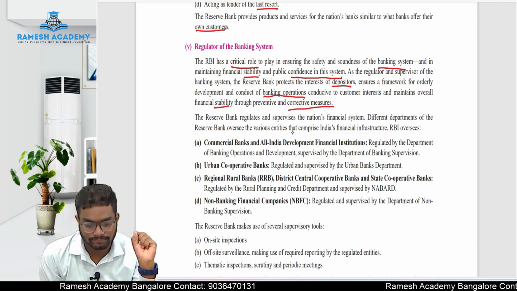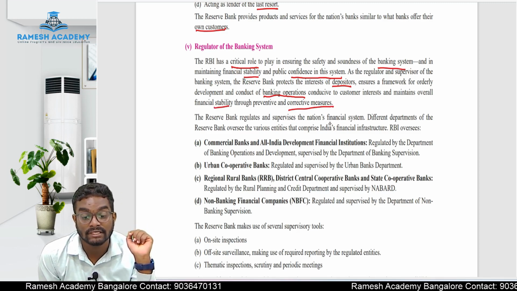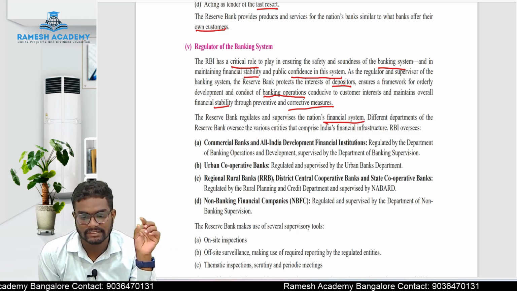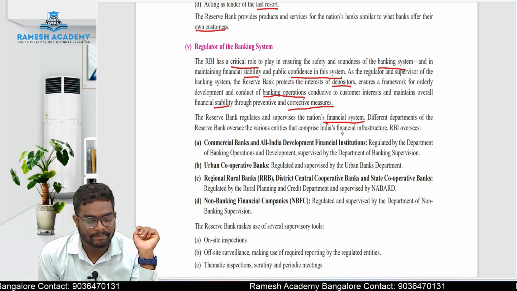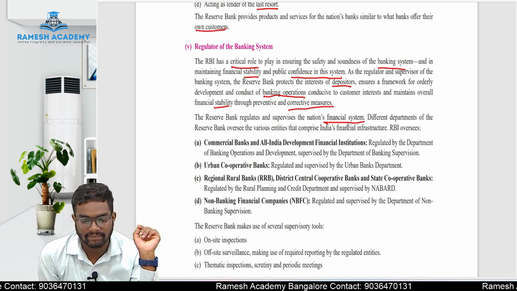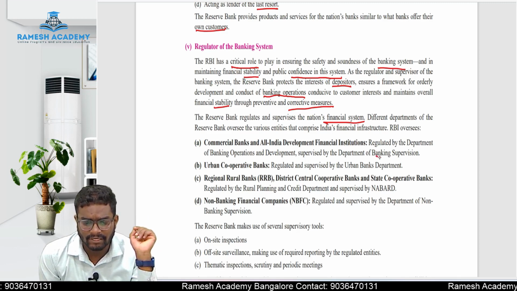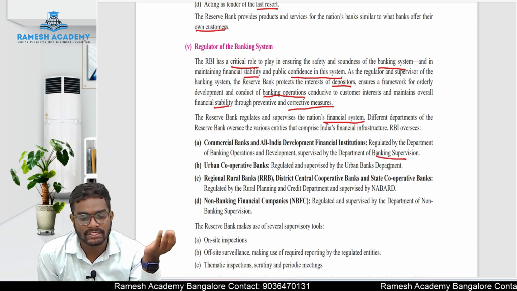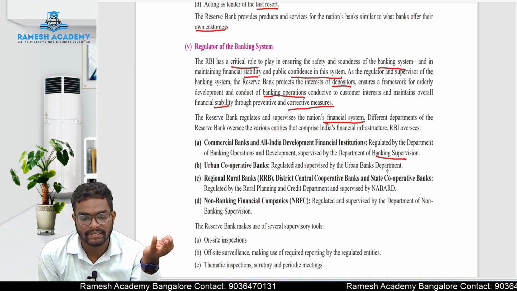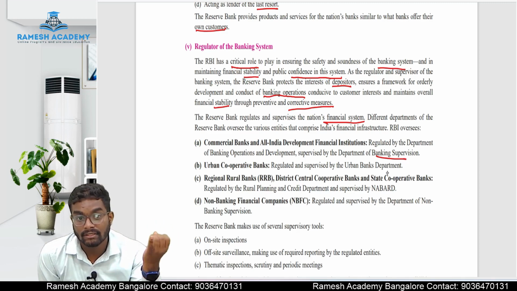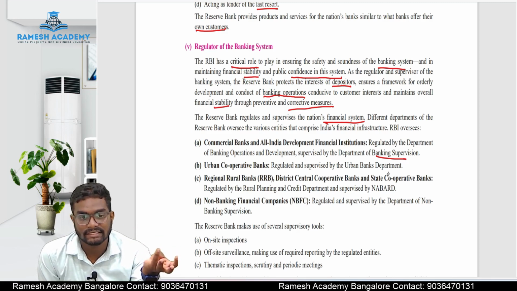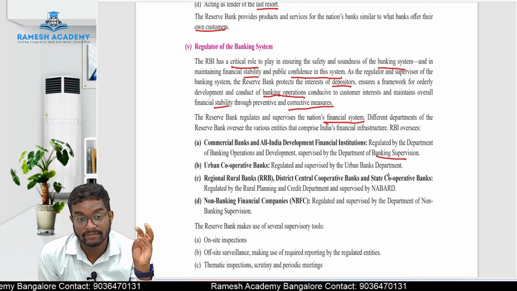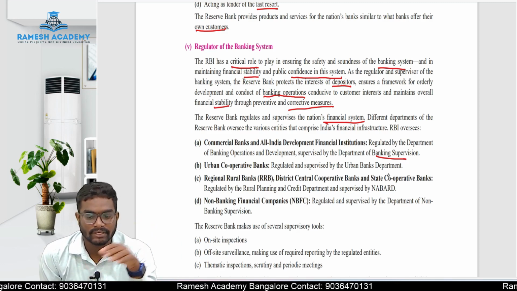The Reserve Bank regulates and supervises the nation's financial system. It will be regulating the whole nation's financial system. So different departments of banking operation and development are supervised by the Department of Banking Supervision. So what will RBI oversee? It will oversee the commercial banks and all-India development financial institutions, which means IFCI, Industrial Finance Corporation of India, IDBI, Industrial Development Bank of India, state financial corporations, etc.